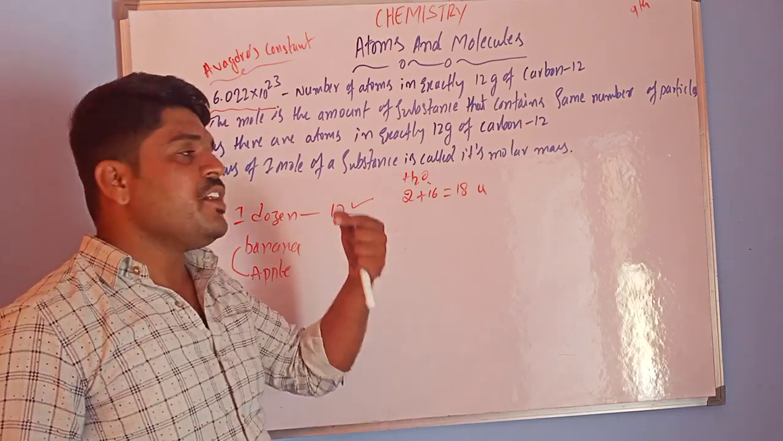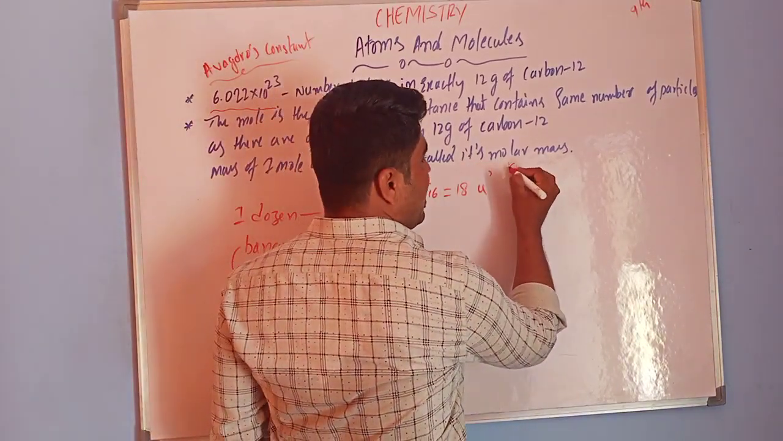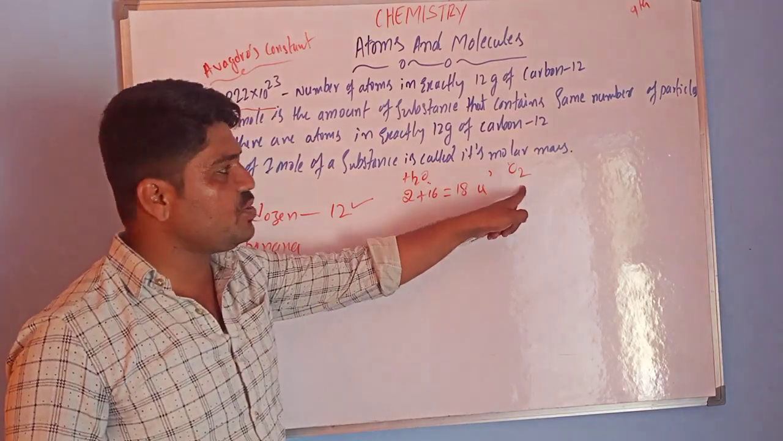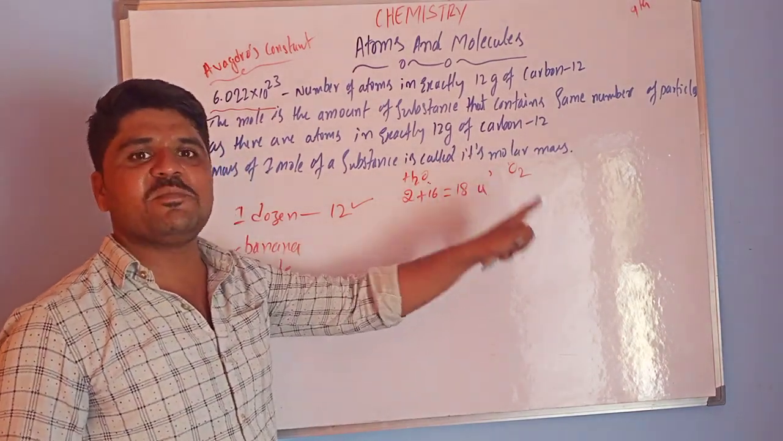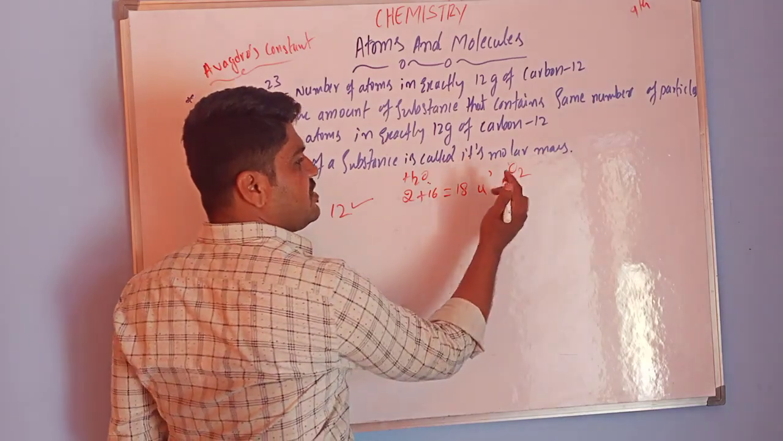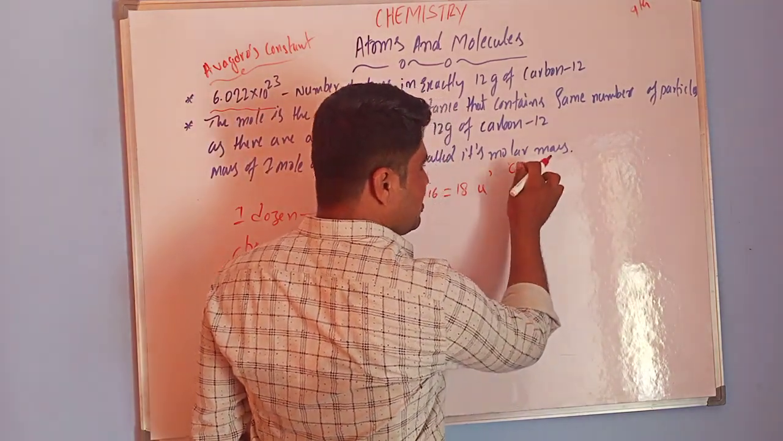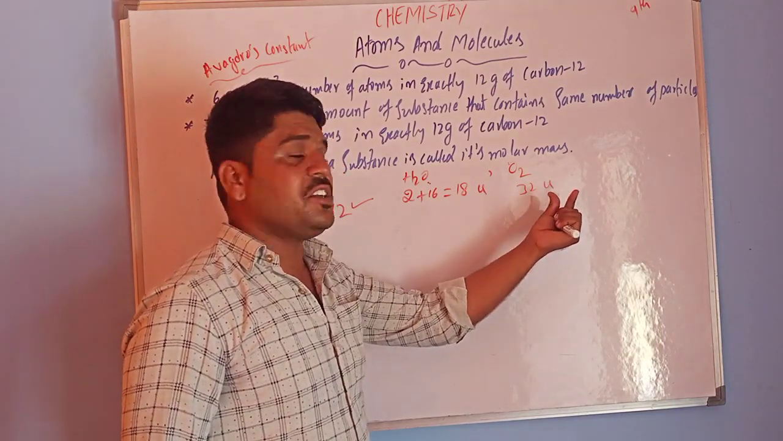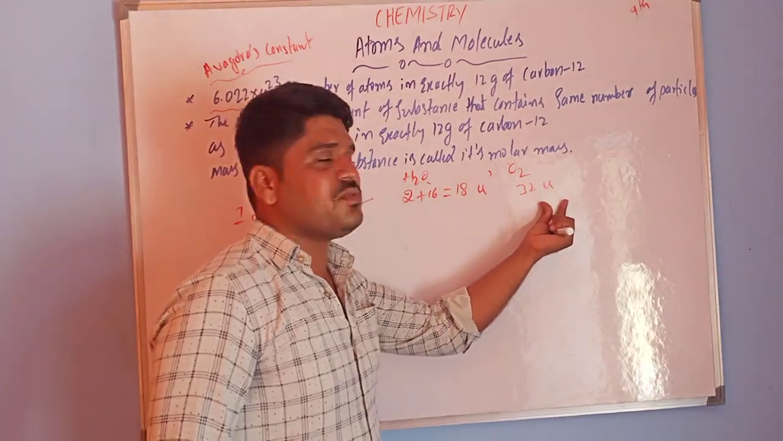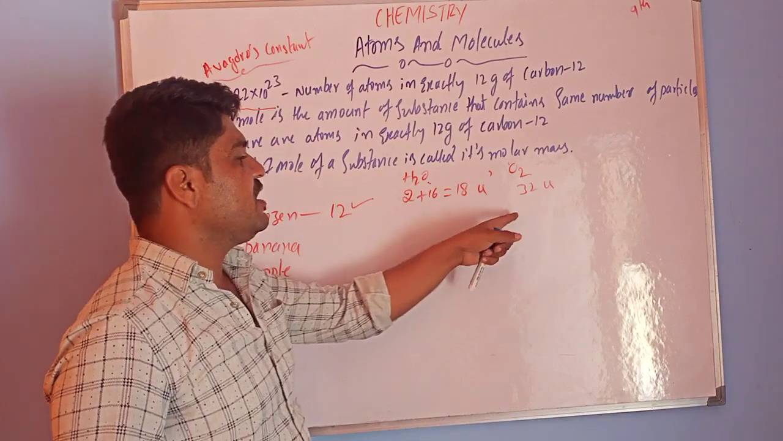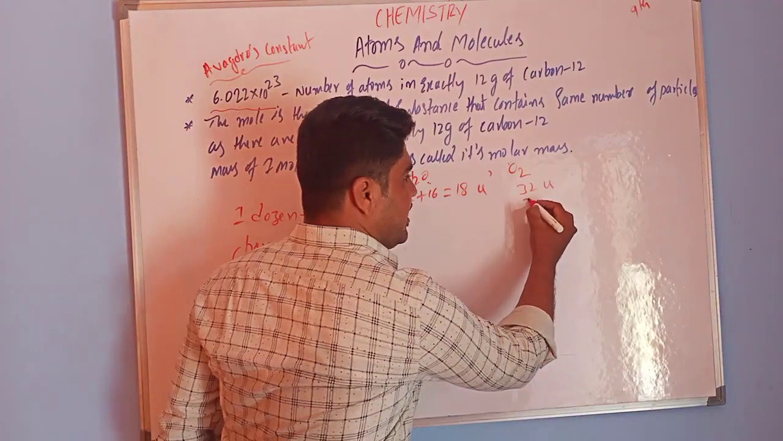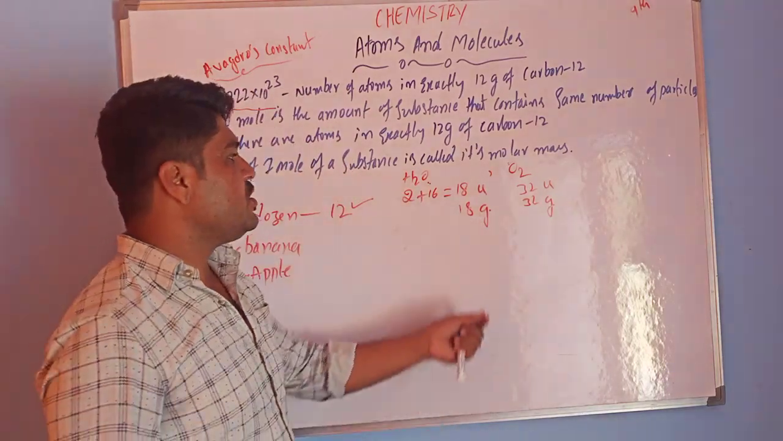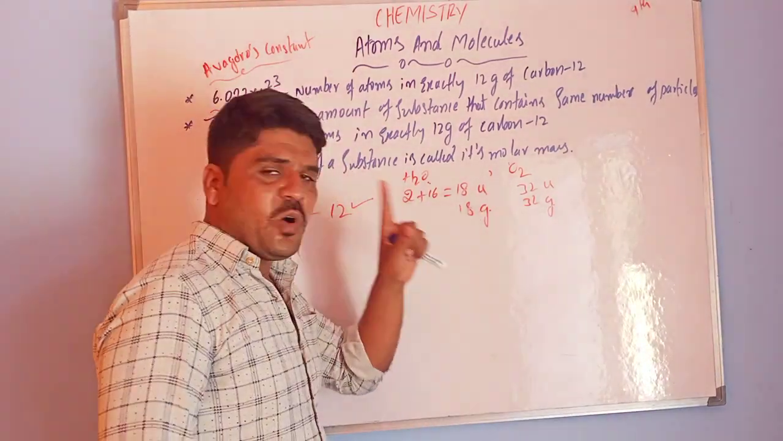In the same way, to calculate the molecular mass of oxygen: a single oxygen atom has atomic mass 16, and there are 2 atoms, so 2 oxygens give 32 u. This is also a molecule. For this molecule 32 u means 32 grams. If you measure in moles, you should mention 32 grams. Here 18 grams means 1 mole.